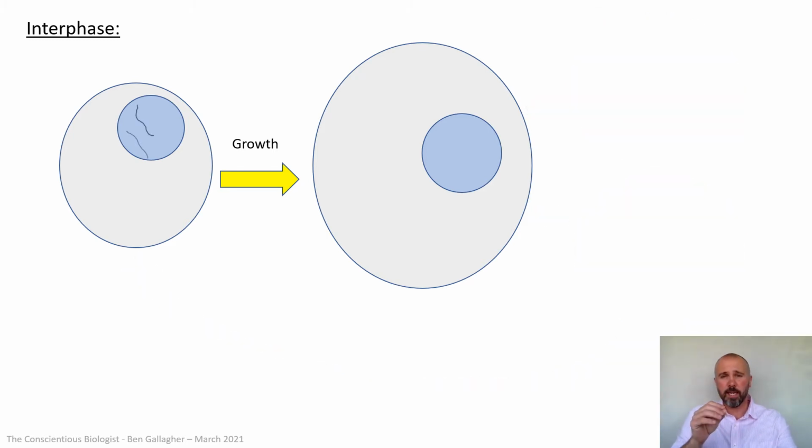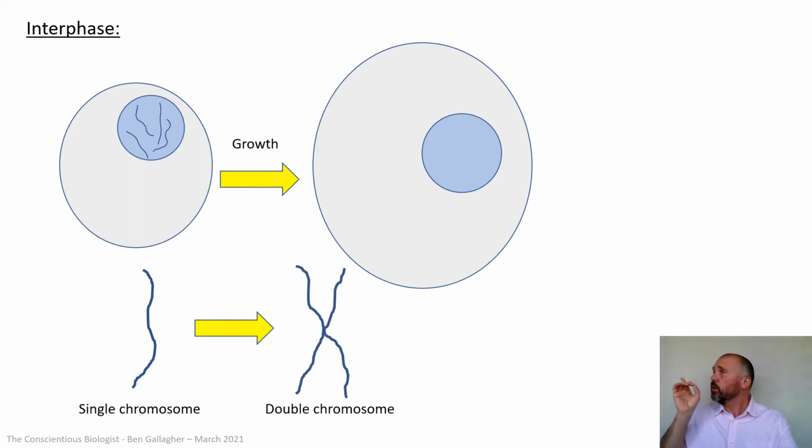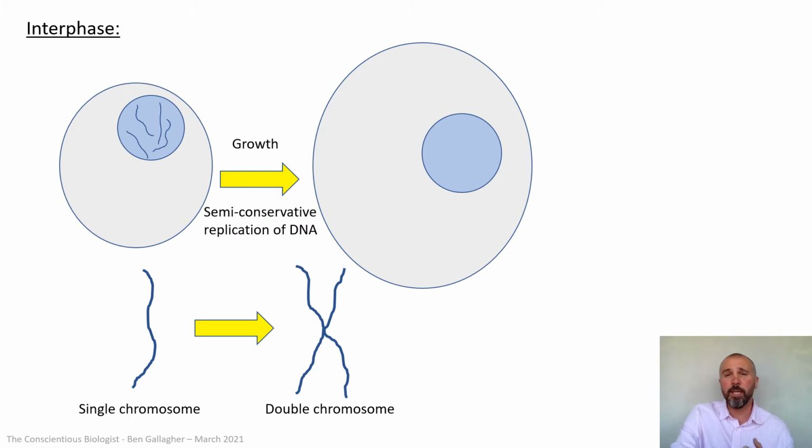But as well as that, it has to change these single chromosomes in its nucleus into double chromosomes, because a double chromosome is effectively just two copies of the single chromosome, but we call them sister chromatids, remember? That's so that each one of those can end up being in one of the new cells that's created. So you've got to have this semi-conservative replication of DNA to put double chromosomes into the nucleus of a cell at the end of interphase.